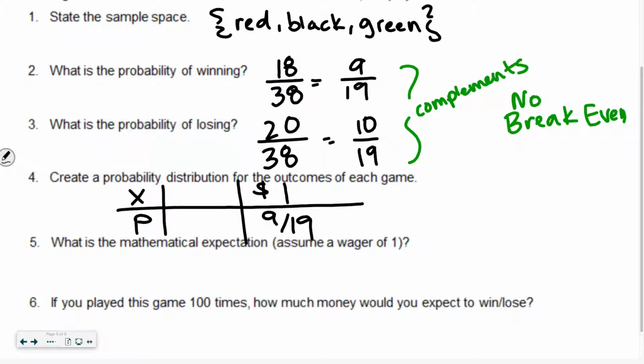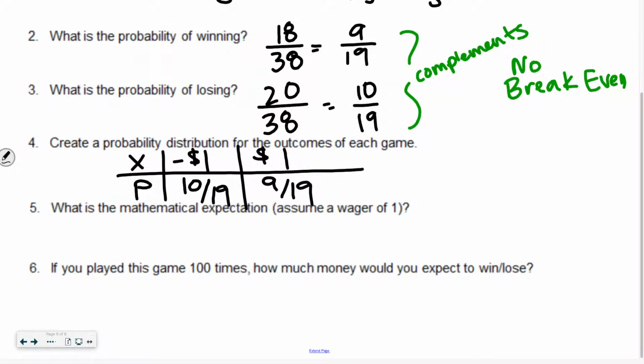Minus $1. And what's the value to me, the player, when I land on green? Also minus $1, so those could be combined, and they were combined here in our probability of losing 10 out of 19. So in this probability distribution, again, we only have two values.